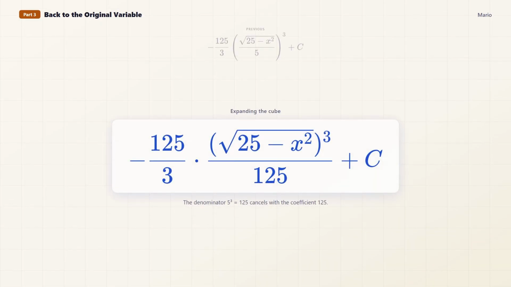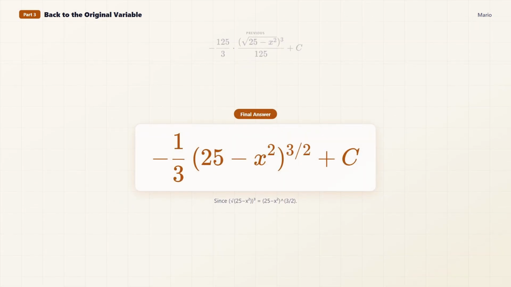We expand the cube in the denominator. 5 cubed equals 125. The 125 in the numerator cancels with the 125 in the denominator. The final answer is negative 1/3 times the quantity 25 minus x squared raised to the 3 halves power plus c. Note that the square root cubed is equivalent to raising to the 3 halves power.